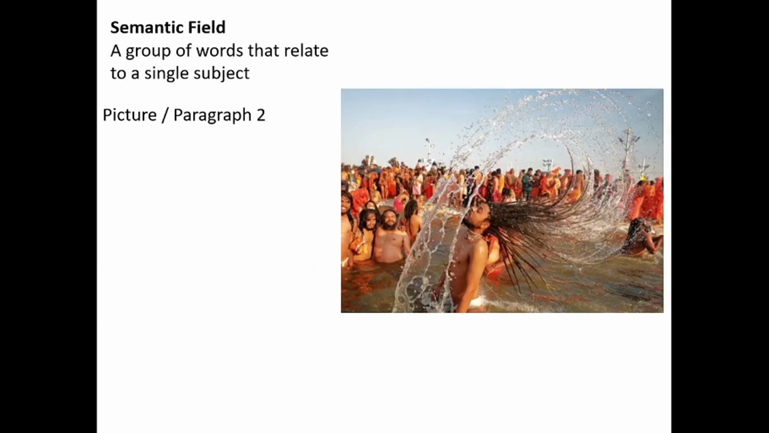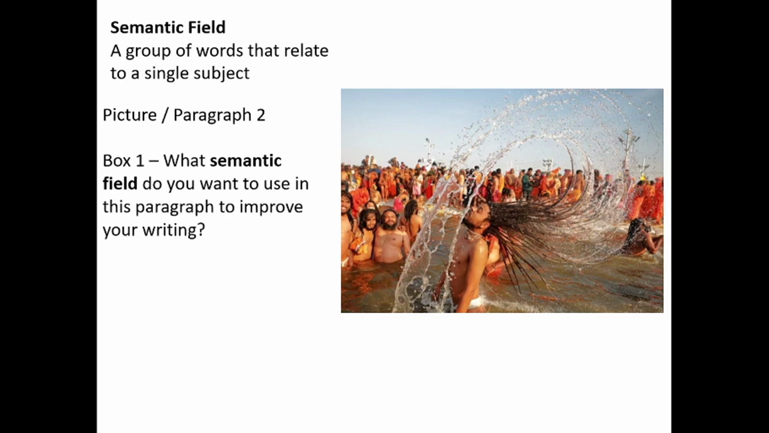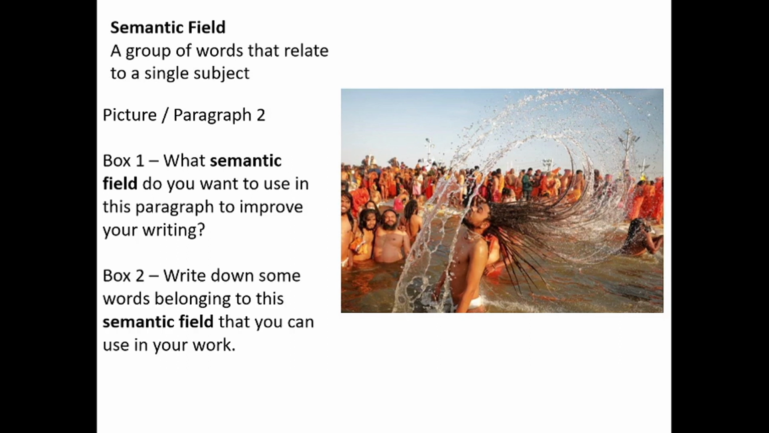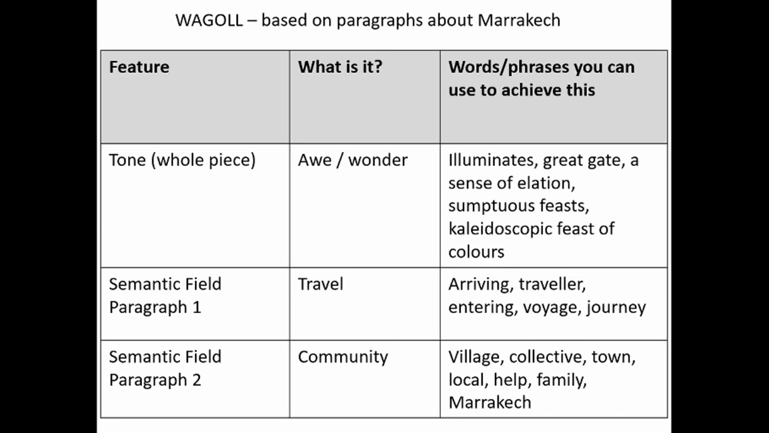So if we have a look at picture 2, which is the close-up of the man flicking his hair. So again, what semantic field do you think you could use in this paragraph? Pause here and have a think about that. And then once you've done that, what words could you use to make sure you're using that semantic field throughout your paragraph? If you pause there. Right, so now we've thought about tone and vocabulary in semantic field, you should have something that looks a little like this that you can work off when you go to write your 2 paragraphs.